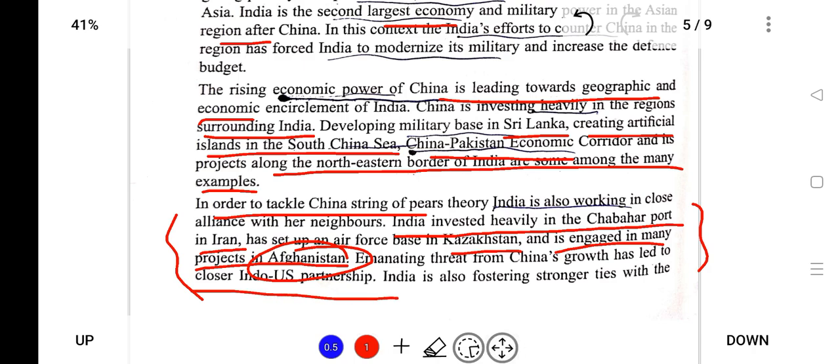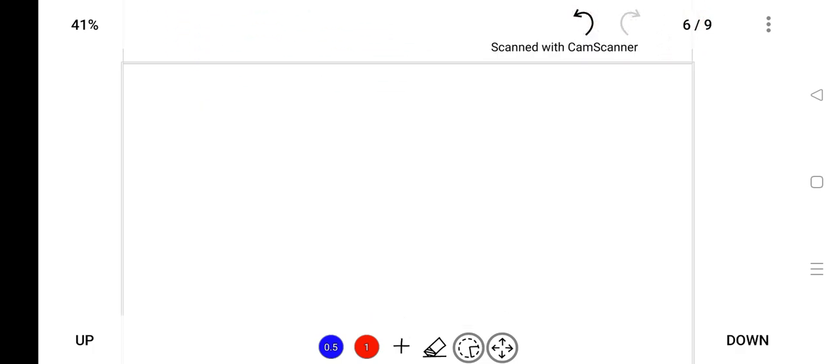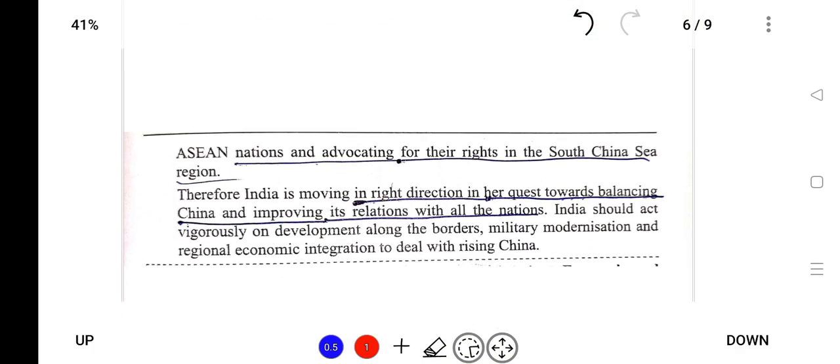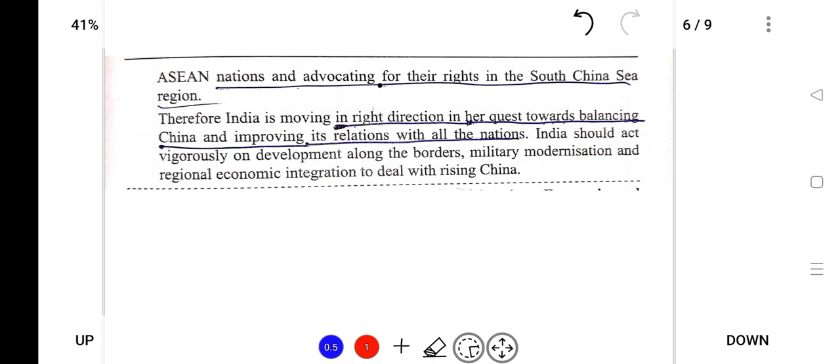India is also fostering strong ties with Asian countries and advocating rights in the Southeast Asia region and South China Sea region. Thus, India is moving in the right direction and is working towards balancing China and improving its relations with all the nations. India should act vigorously on development along the borders, military modernization, and regional integration to deal with China.